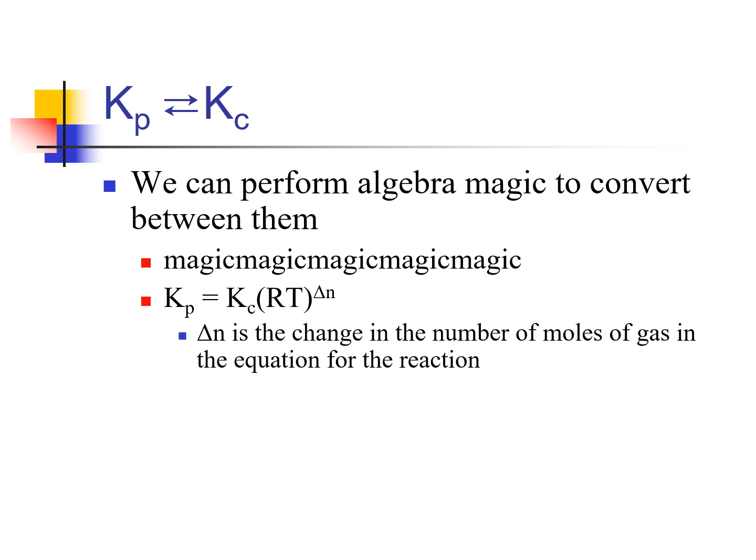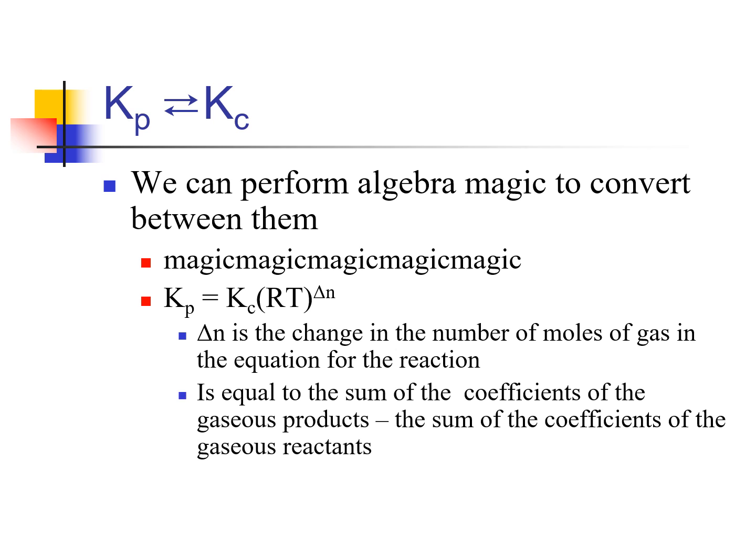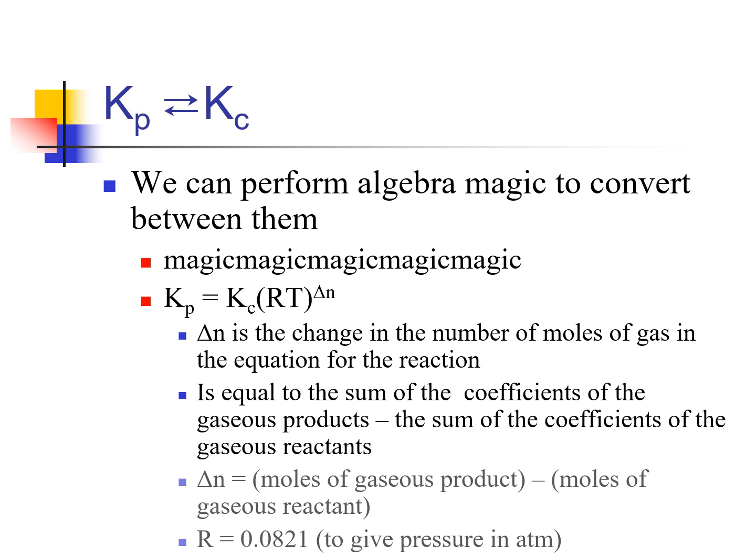Delta N is the change in the number of moles of gas in the equation. So it's product number of moles of gas based upon the coefficient minus reactant moles of gas based upon the coefficient. And then R, you would use 0.0821, assuming that everything is in atmospheres. So that's a pretty straightforward conversion.